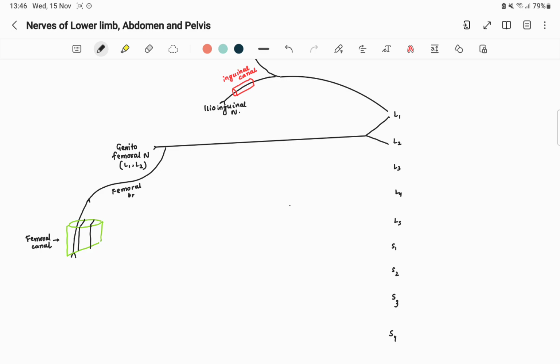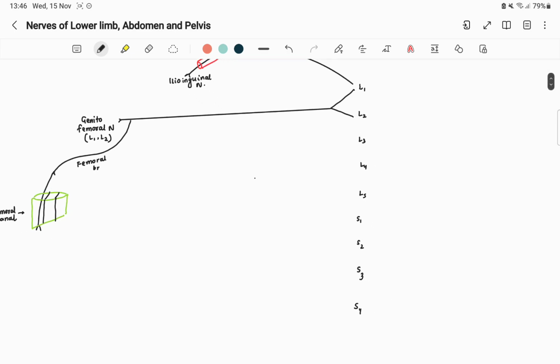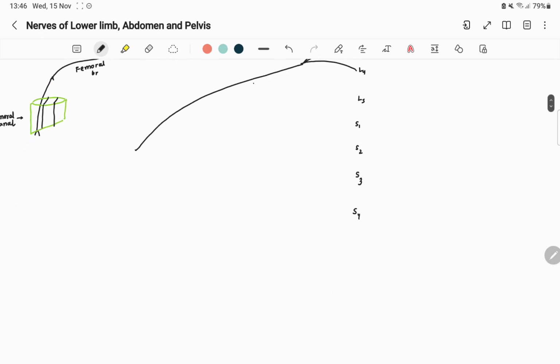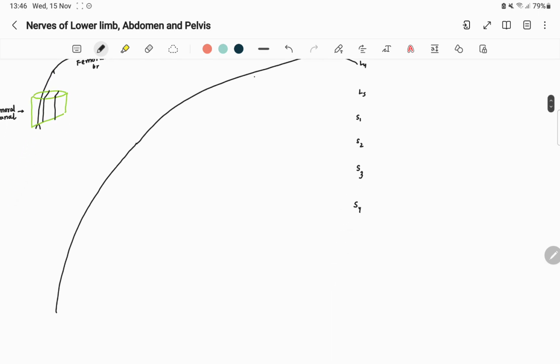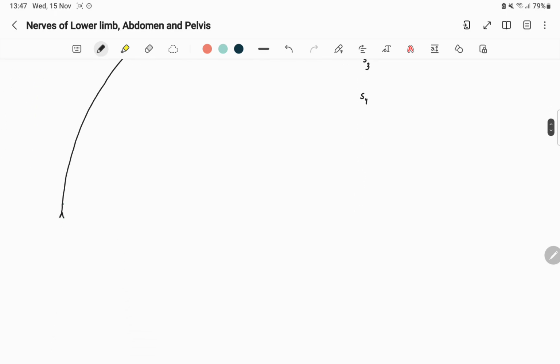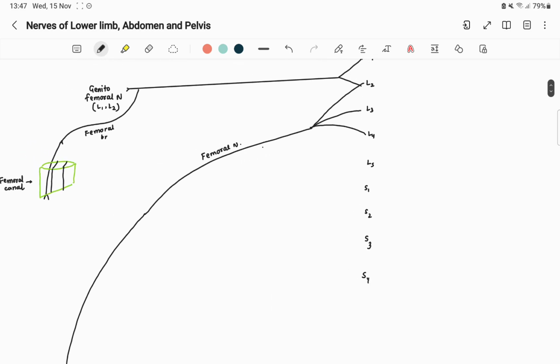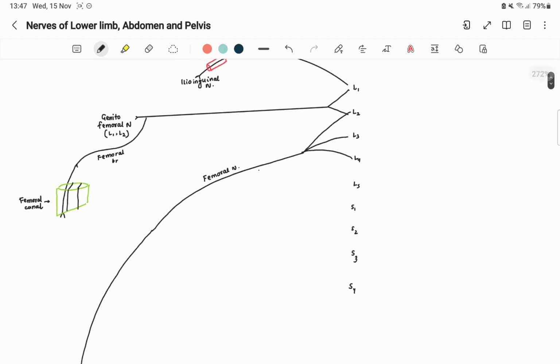Starting from your L2, L3 and L4, you get a nerve which is your femoral nerve. From L2, L3 and L4 you get one of the main nerves which is supplying the anterior compartment of your thigh. It is your femoral nerve. Let me draw it. This is the femoral nerve coming over here. This is the femoral nerve. It starts from the L2, L3 and L4 levels.